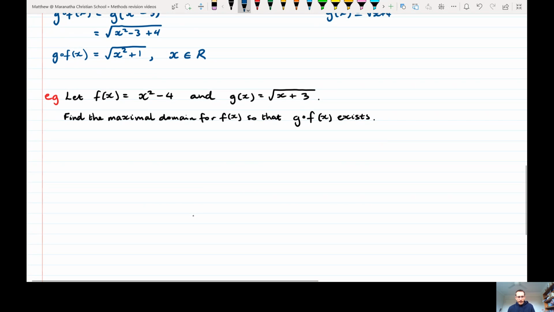Now, a different kind of example you might get is not so much prove it exists. It may not be so much write the rule if it exists, but you might be given a question something like this. So let f of x equal x squared minus 4 and g of x equal square root x plus 3. Find the maximal domain for f of x so that g of f exists. Okay, so for g of f to exist, what must happen?